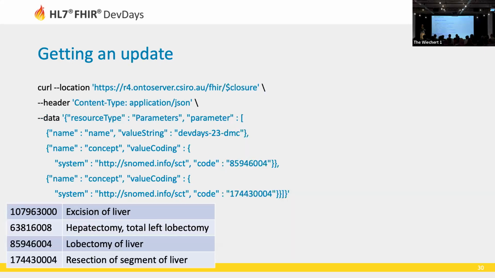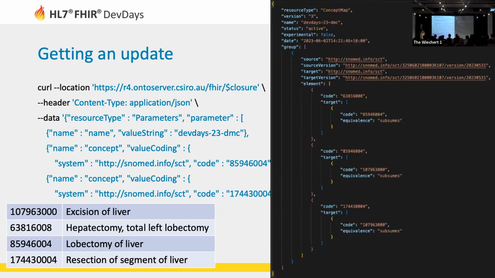And then after that, I can add these additional two codes that I've got down the bottom here. So the request isn't actually including the top two codes. We've already done that, and the server already remembers those for the table named DevDays 23 DMC. And it adds in these two other codes, and it responds back to us with just the new relationships that exist between the two codes that we added and the existing codes that it already knew about. So it's a kind of compact response.